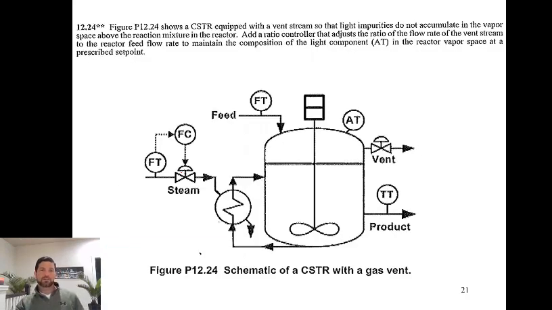Okay, so for next time, what I want you to do is think about these examples, and we'll go through a variety of examples in the next lecture. So here's an example of a CSTR with a gas vent. We want to look at incorporating feed-forward control elements, so either cascade, ratio, or feed-forward, to eliminate the effect of specific disturbances that are discussed here.